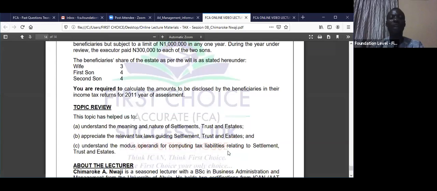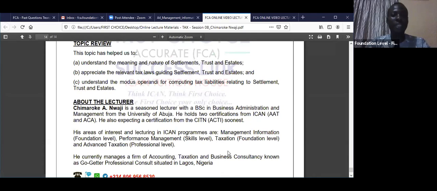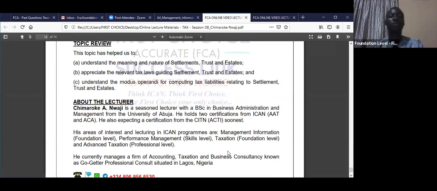What have we learned so far? This topic has helped us to understand the meaning and nature of settlement, trust, and estates. We have also appreciated the relevant laws guiding settlement, trust, and estates. And we have seen the mode of operation for computing tax liabilities relating to trust and estates. So that's the topic for today.